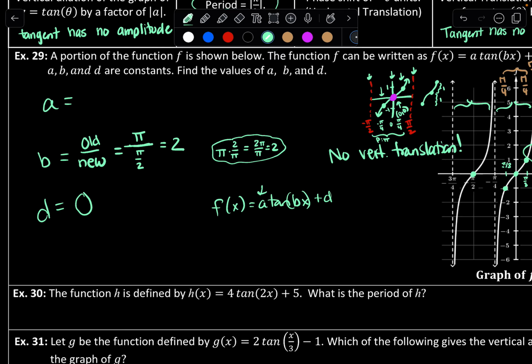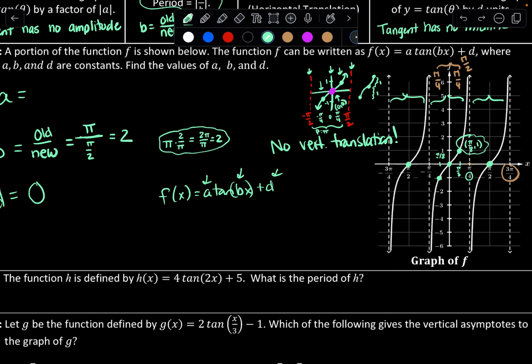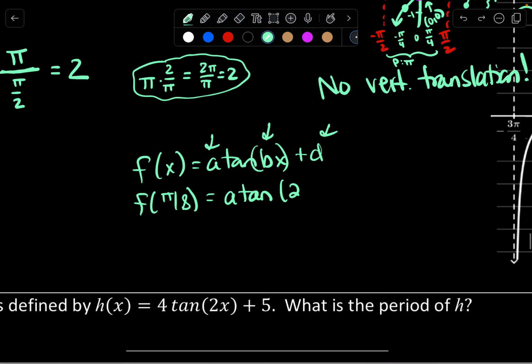I'm looking for my a value. I know the b value is 2, and I know the d value is 0. So what I can do is I can steal this point, and I can also plug that in so that the only variable that is left is a. Okay, and let's see if we can solve for that. So my input is pi over 8. So f of pi over 8 is equal to a tangent. My b value is 2, and then my d value is 0. Sorry, this is not an equivalent statement. My x should be pi over 8. There we go, plus 0.